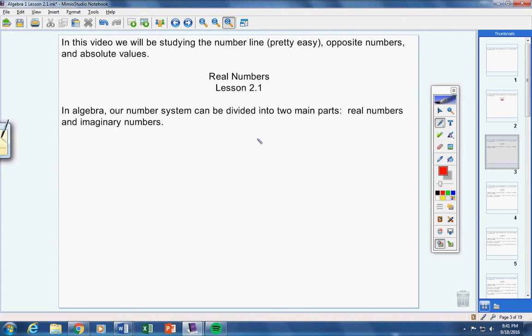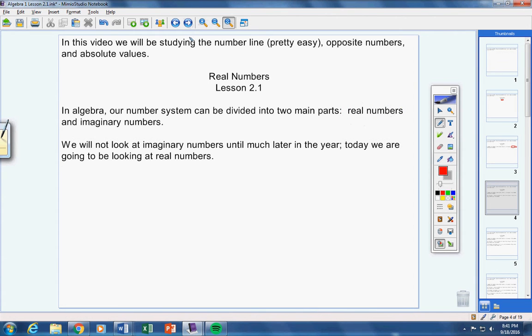Now, under real numbers, there's a lot of different numbers. There's whole numbers, integers, rational, irrational, and stuff like that. But the main two parts are real numbers and imaginary numbers, and obviously today we're going to be talking about real numbers, okay? Now, we will not look at imaginary numbers until much later in the year. Today we're just looking at real numbers.